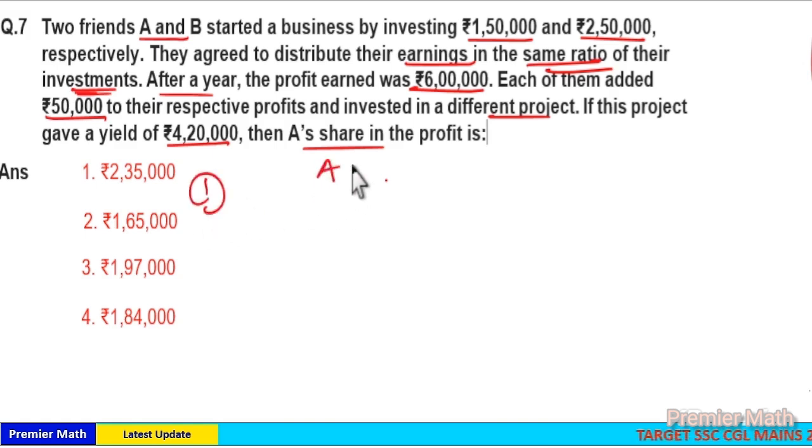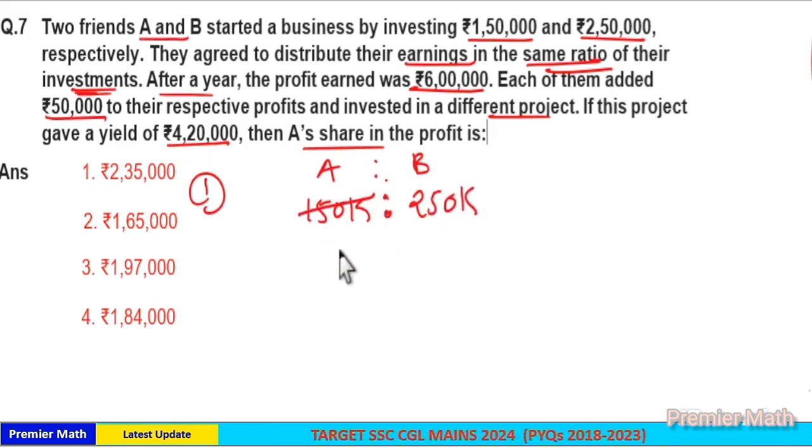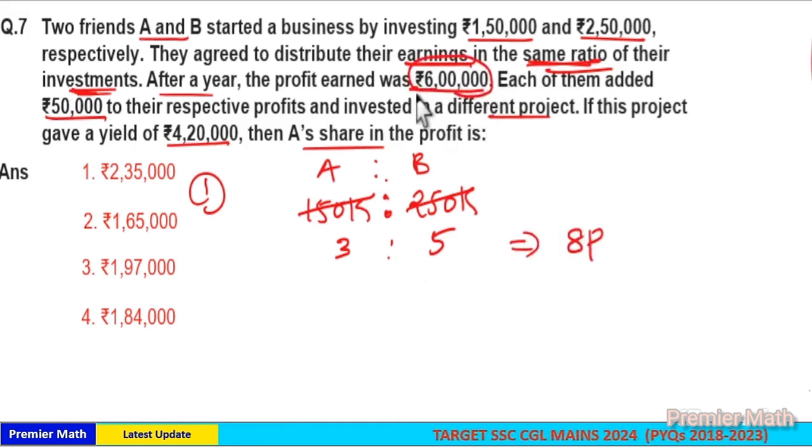In the first project, A and B invested 150,000 and 250,000. Now for the ratio, 50 goes 3 times in 150 and 5 times in 250. So 3:5 is the ratio of investment. Now here earnings are divided in the same ratio of investment. That is here 3 plus 5, 8 parts is equal to earnings 600,000. 8 parts is equal to 600,000. Then 1 part is equal to, 8 goes 7 times in 56, 5 times in 40, so 1 part is 75,000.